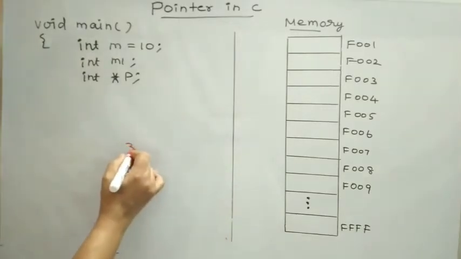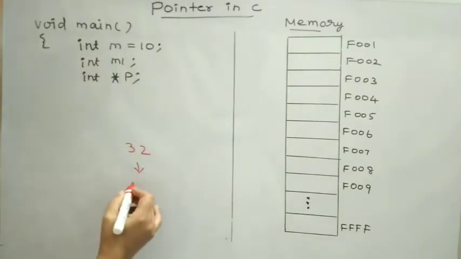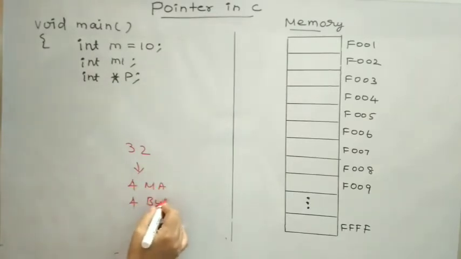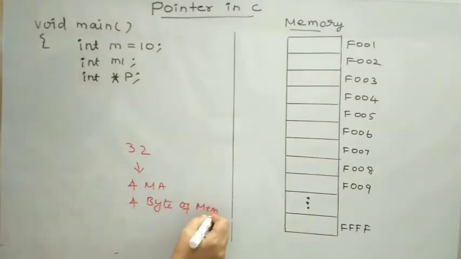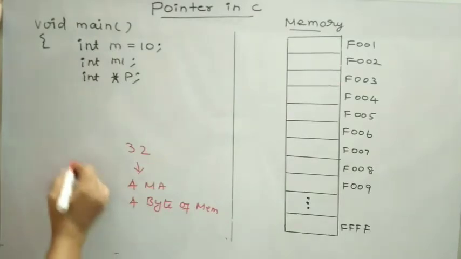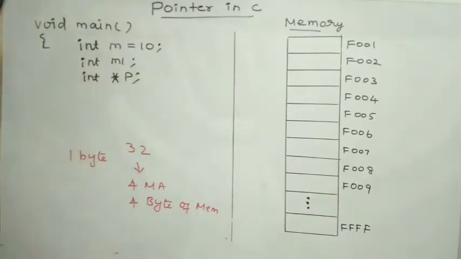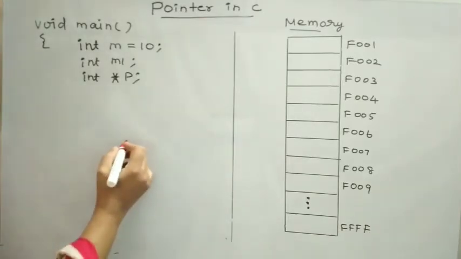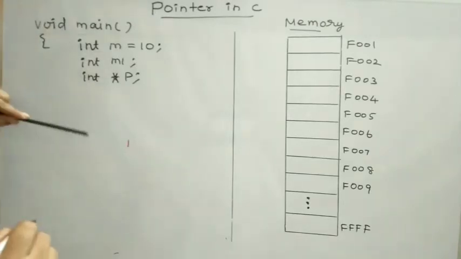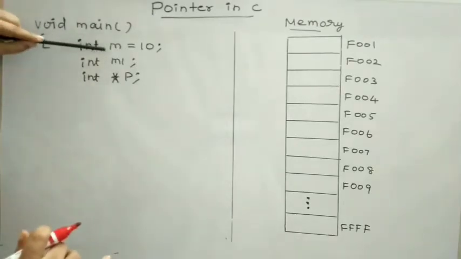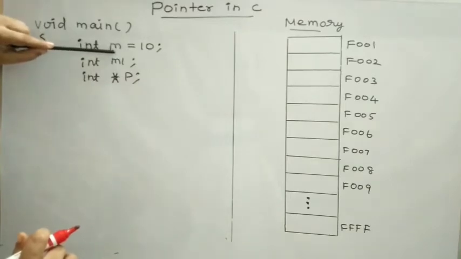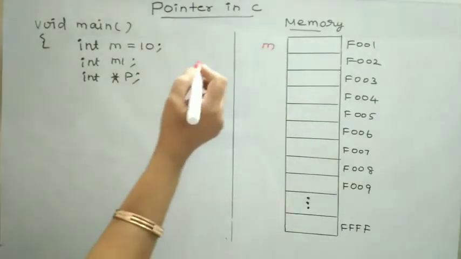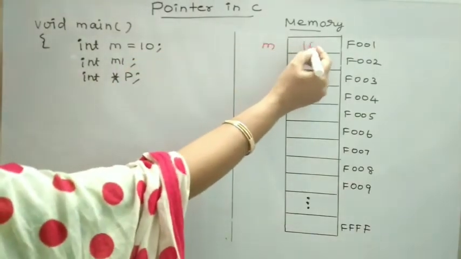Basically, in a 32-bit operating system, to store an integer value, it will allocate 4 memory addresses or 4 bytes of memory. The size of one location is 1 byte. Now, in our case, for simplicity, we assume that for an integer value we are going to assign a single memory address. While the compiler compiles this statement, for variable m it reserves a memory address. F001 is reserved for m, the value of m is 10, and 10 is stored in this memory address.